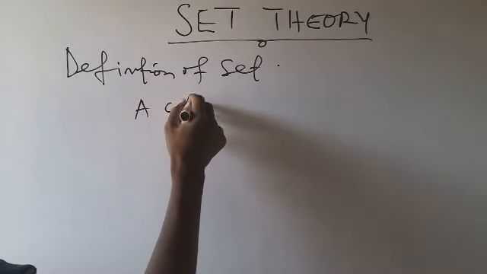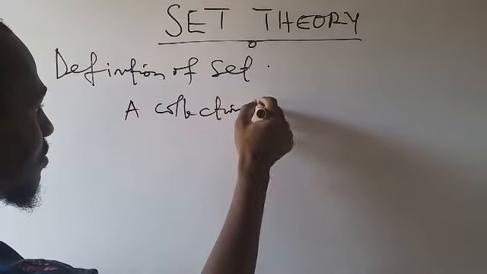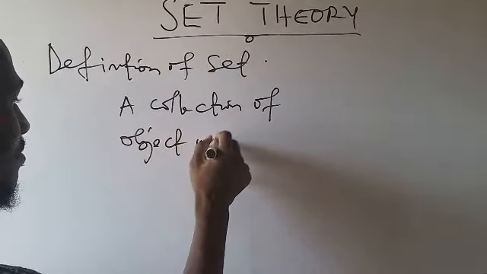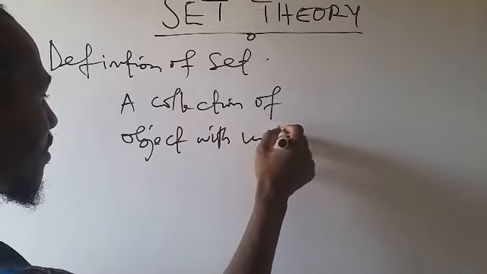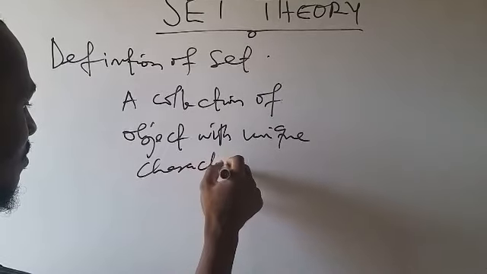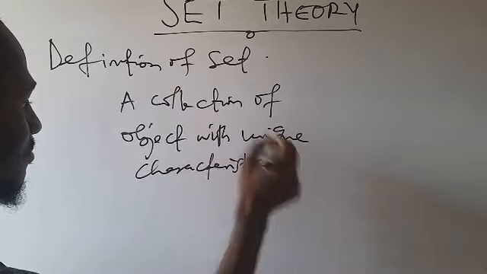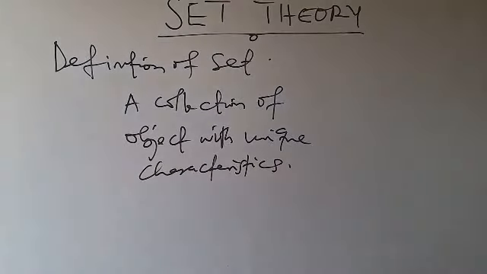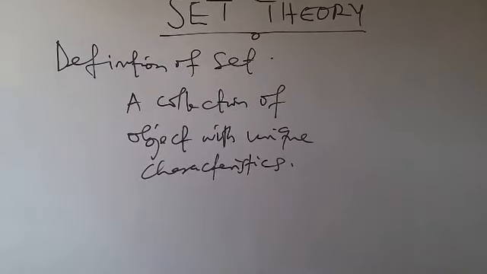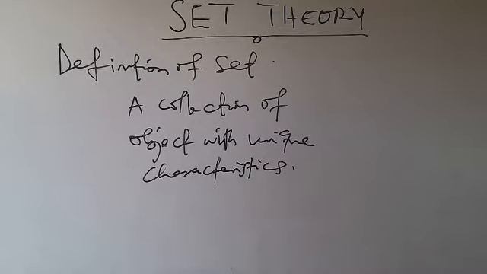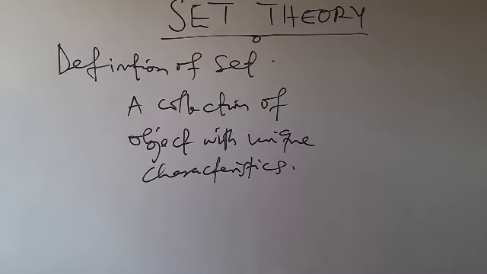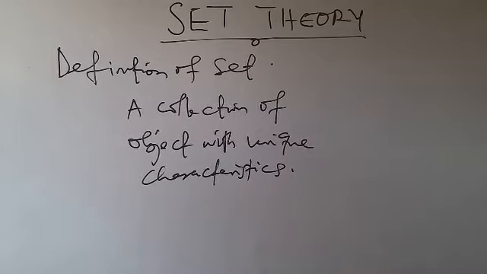So a set is a collection of objects with unique characteristics. So when you have a group of objects or a collection of objects that are unique in nature, then it becomes a set. Unique characteristics means no two members of the same set will have the same characteristics.